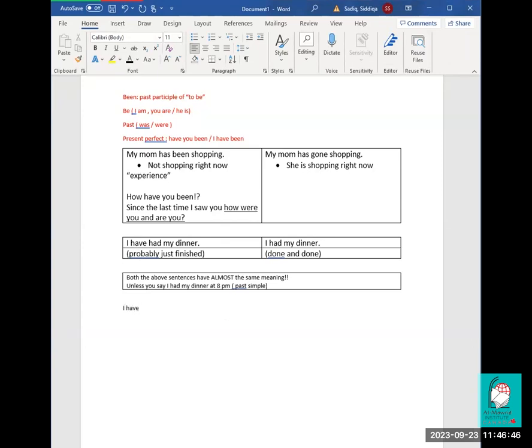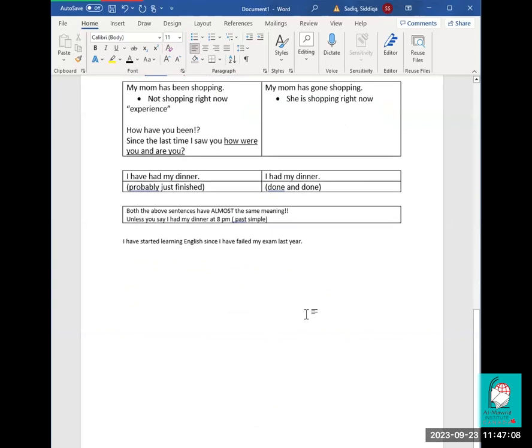I have started learning English since I have failed my exam last year. Excellent, excellent. So this one is a very, very good example.